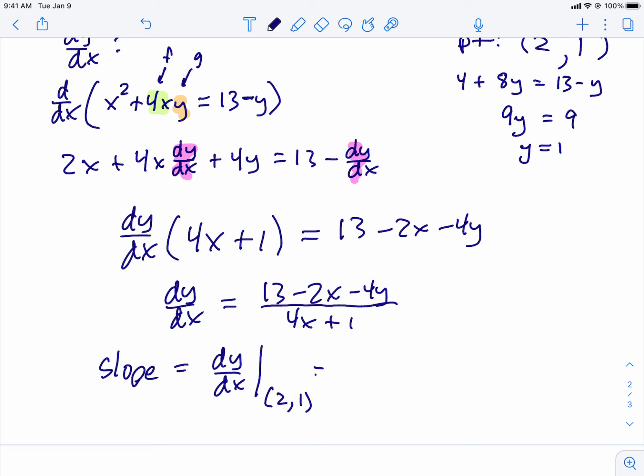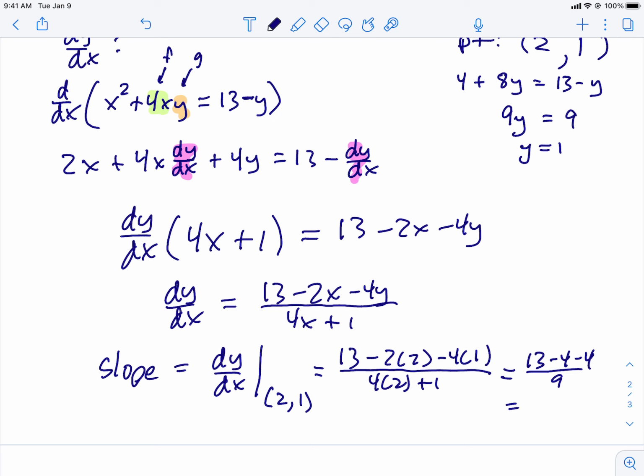Okay? And so I'm just going to plug that in to our formula right above. So that'll be 13 minus 2 times 2 minus 4 times 1 all over 4 times 2 plus 1. Simplify that a bit. 13 minus 4 all over 9. So what is that? 5/9 is what I'm getting for that slope. Okay?